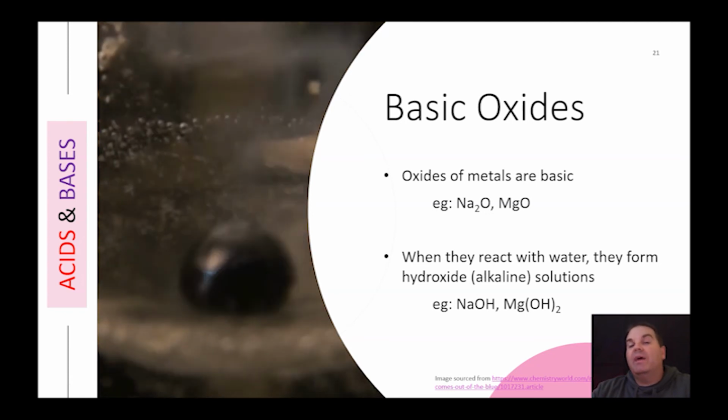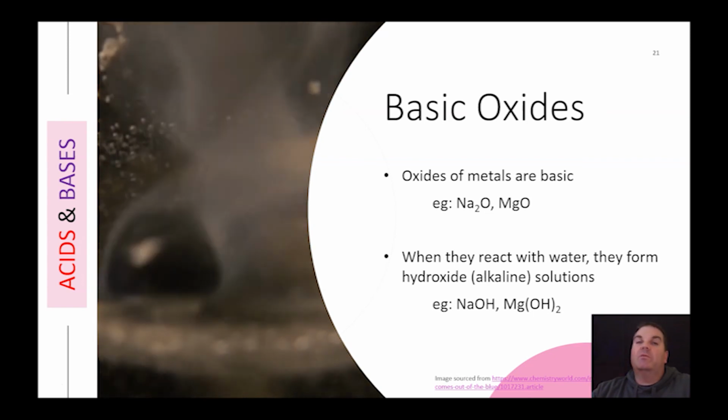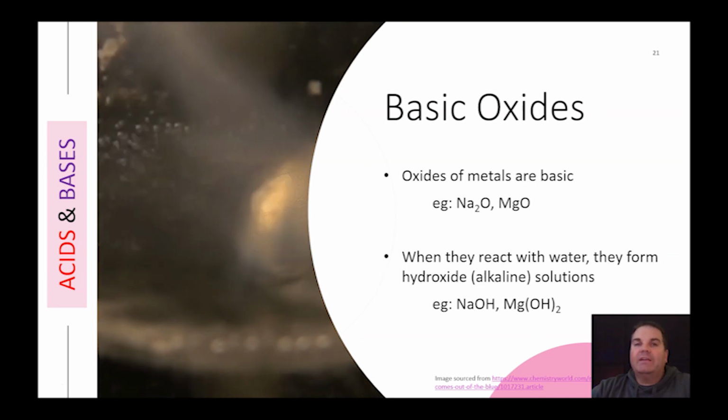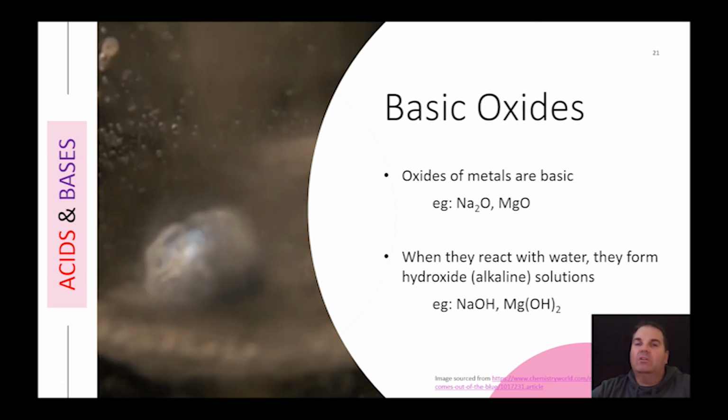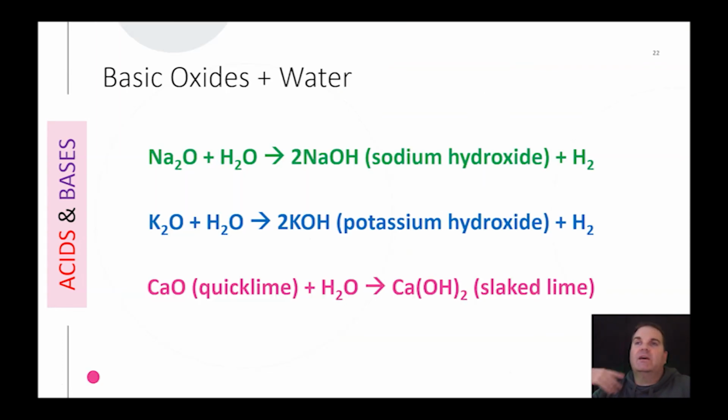Think about the most common base you would use in the lab, which would be sodium hydroxide. It's got a metal in it. Metal oxides are basic. When they react with water, they form alkaline solutions, which are water-soluble bases. Here are some examples: sodium oxide reacting with water to form sodium hydroxide, potassium oxide forming potassium hydroxide, and quicklime, which is calcium oxide, forming slaked lime, which is calcium hydroxide. That's actually insoluble calcium hydroxide, which forms a milky solution.